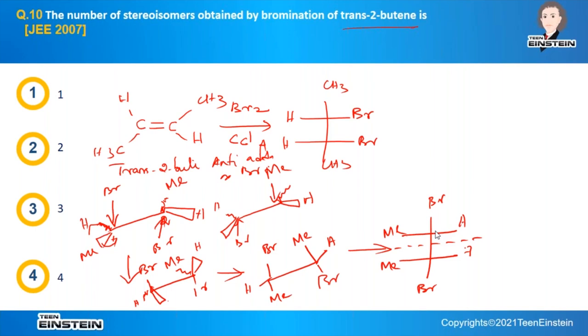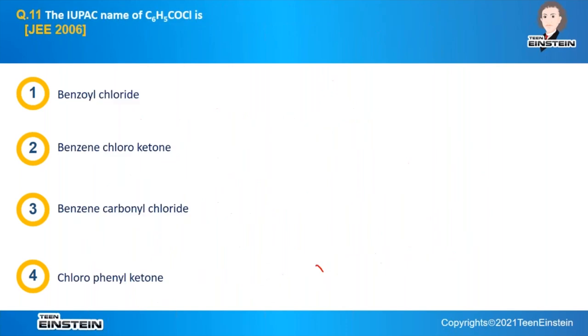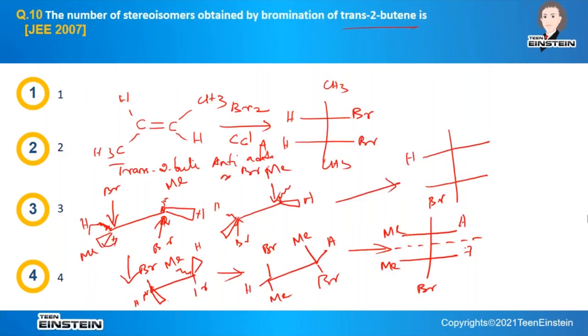So in such a way, for the second possibility also we can get a similar meso compound, but the hydrogen is on the opposite side. So while both the resulting compounds are meso compounds, the number of stereoisomers obtained during bromination is 1. So the option is 1.